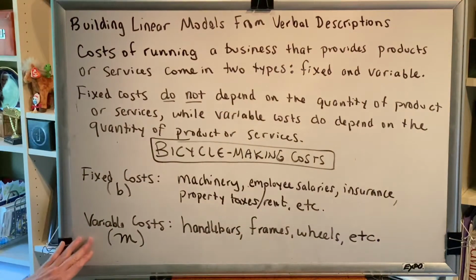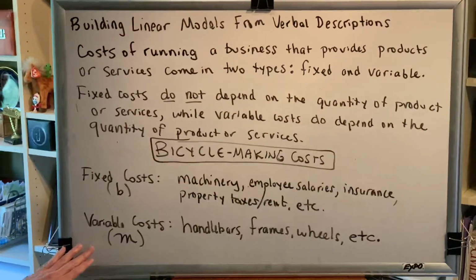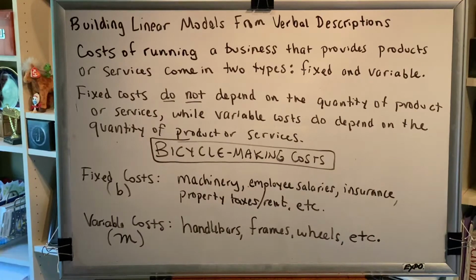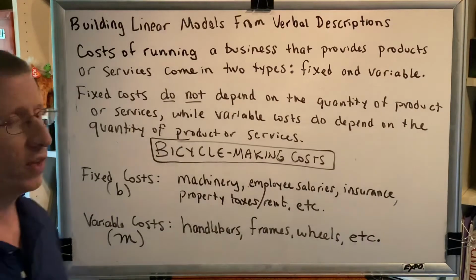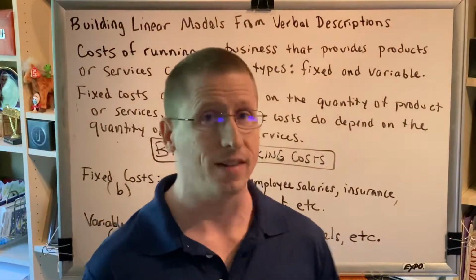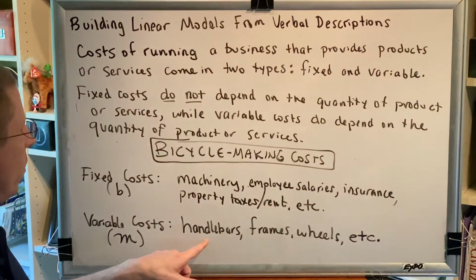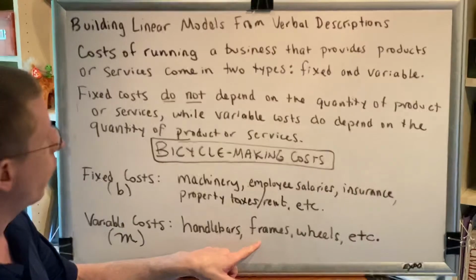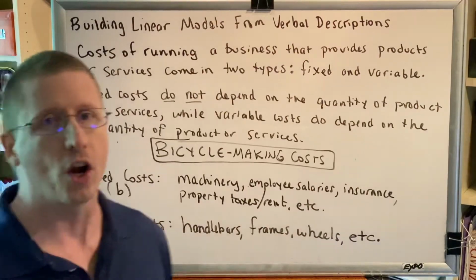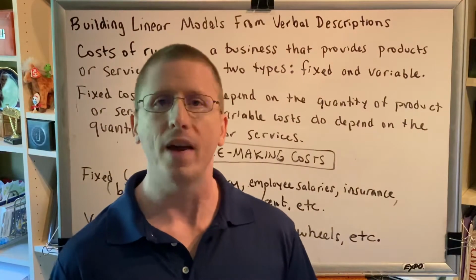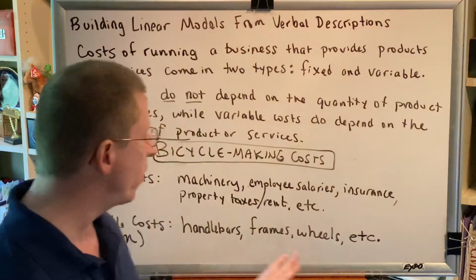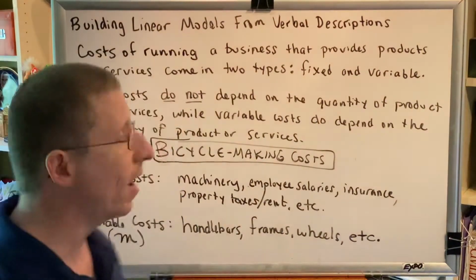Now let's turn our attention to the variable costs. Variable costs depend on the quantity of product or services. So for example, for every bike that you want to make and sell, you're going to need to pay for materials such as the handlebars, the frames, the wheels, etc., that all have to be put together. The more bicycles you make, the more your costs in assembling all of these items.